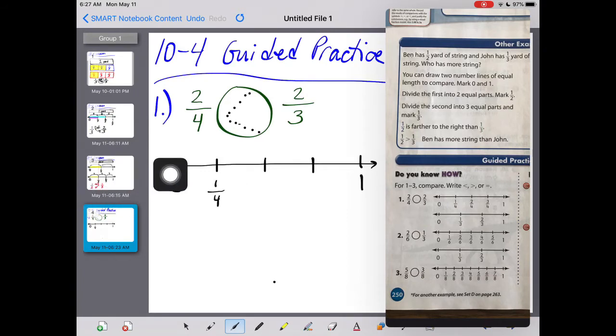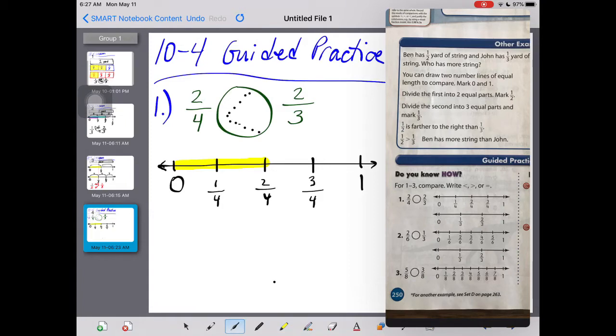And so we go 1 piece, that's 1/4, right? 1, 2, that's 2/4. 1, 2, 3, that's 3/4, or 3 out of the 4. And then we have 1, 2, 3, 4, 4/4, or 1 whole. And it says 2/4, so we have 1, 2.